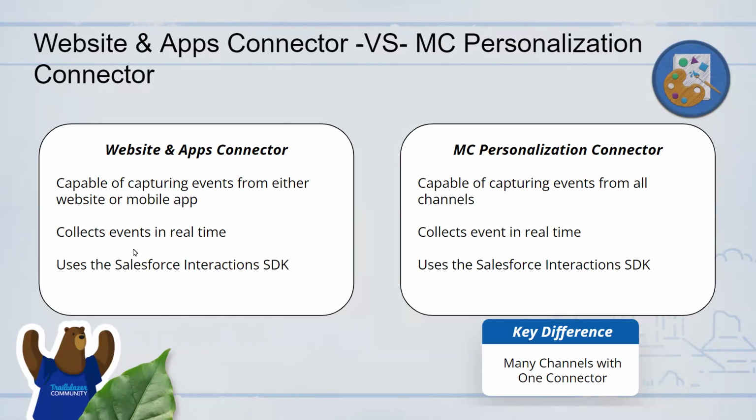So let's talk about the one area that's really the differentiator. This first bullet says we're either collecting from a website or mobile app, while personalization is collecting from all channels. That key differentiator is the reason why you would choose each one. If you have a company or a customer with one website, and that one website collects very simplistic information, depending on your use case, and you have to do your pros and cons, you'll probably use the website and apps connector versus fully implementing Marketing Cloud personalization itself.